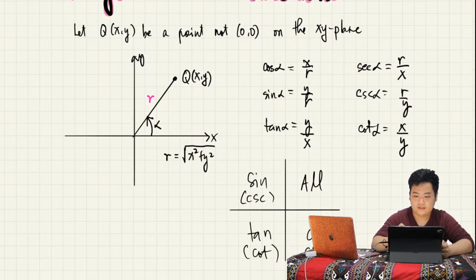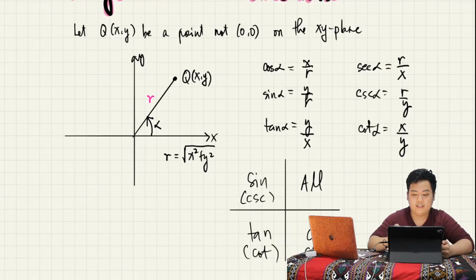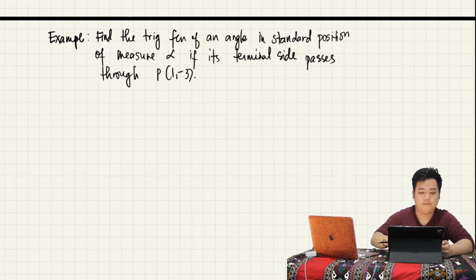Actually, whichever point you take on this terminal side, they will all give the same trigonometric function values, because they form the same angle. Or you can argue that, let's say if this is your point, cosine is x over this. So when you extend it here, it is x over your new radius. So by similar triangles, this ratio is the same, and the same for the others. Okay, so let's answer this example.